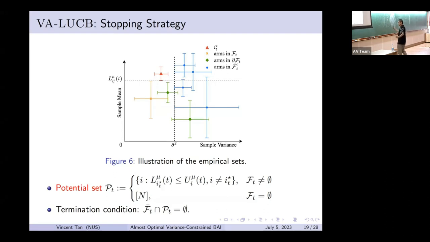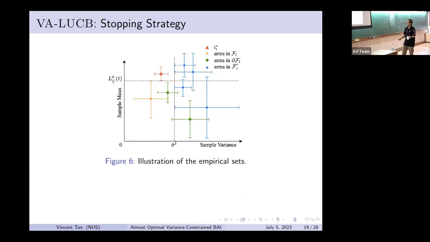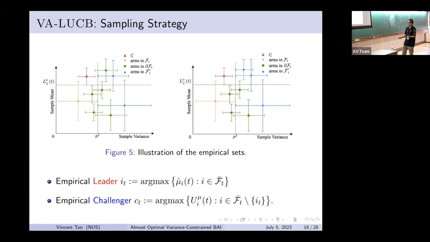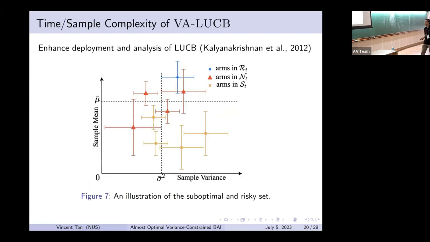So we continue pulling arms until the potential set is empty, or there is no more possibly feasible arm. That's the termination condition. Basically, this says that if there is no more challenger, then there's no one to challenge the best feasible arm and we can safely output. Our analysis basically involves enhancing and redeploying the analysis of LUCB from a pretty old paper.